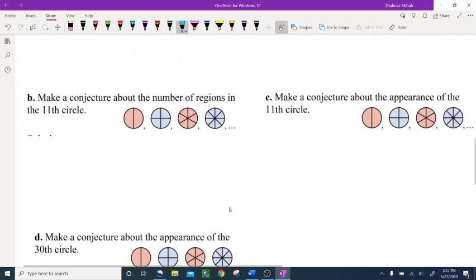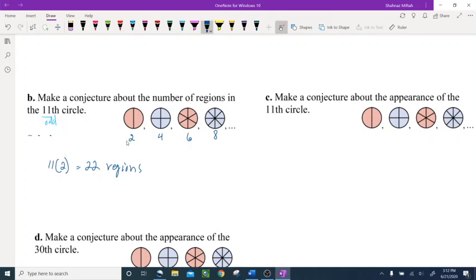Part B, make a conjecture about the number of the regions in the 11th circle. Since 11 is odd, we already found the color of it. It's supposed to be red. Then look at the regions. I have 2 here, I have 4, this is 6, and that's 8. Now, if you check, each circle is increasing by 2 every time. So if I have the 11th circle, you multiply this by 2, it's going to give me 22. So the 11th circle has 22 regions.